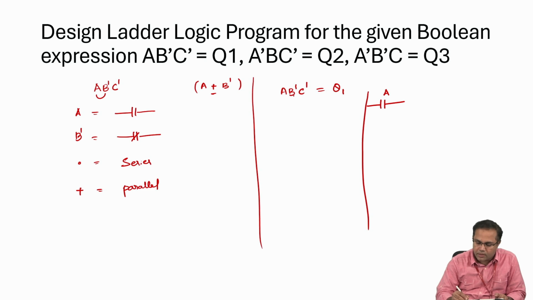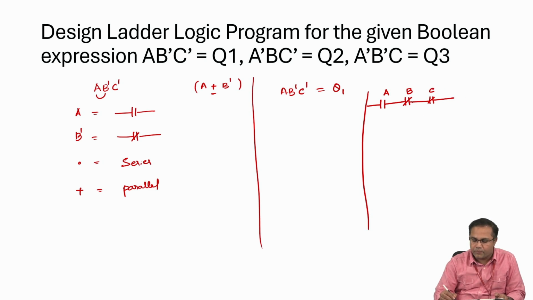Next there is B complement, and you see there is a dot operation between A and B. This time I'll use a normally closed instruction and label it as B. Don't put the complement on the address, because it is just an address, and this instruction already represents the inverted, complement form. It's a normally closed instruction. Then another literal, C, again with normally closed, because there is a complement over it.